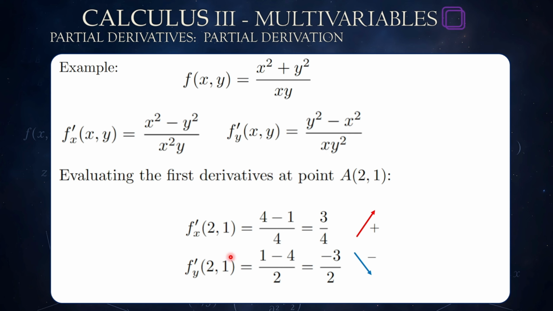As for f'y(2, 1), it is equal to (1 minus 4) divided by 2, equal to minus 3 divided by 2, a negative number. So in other words, the slope of the tangent at that point is going downwards. In the direction of y, the slope is going downward, but in the direction of x, it is going upwards. It is positive.